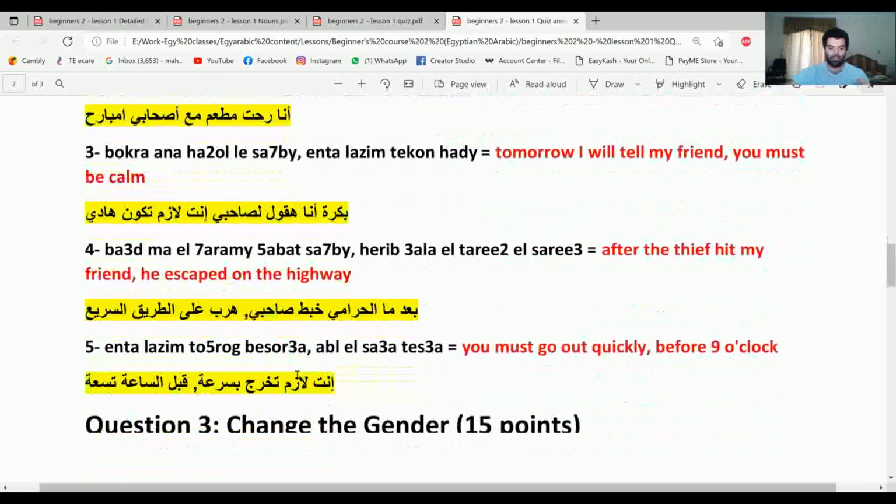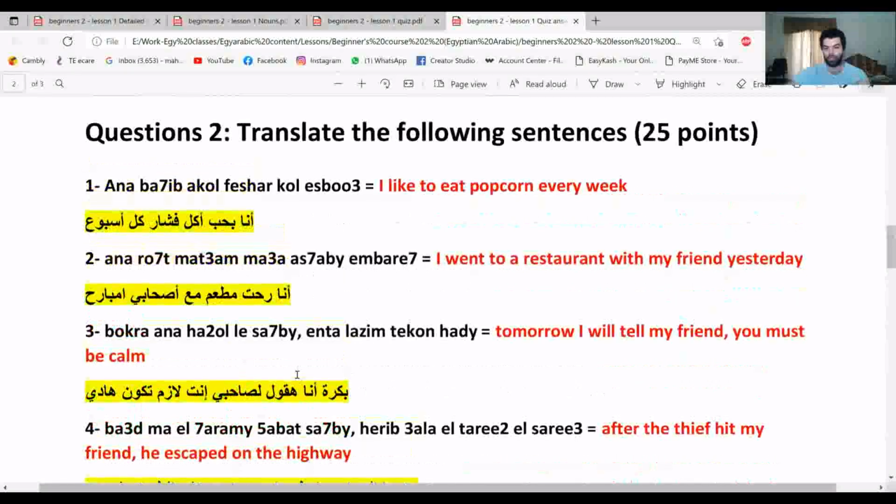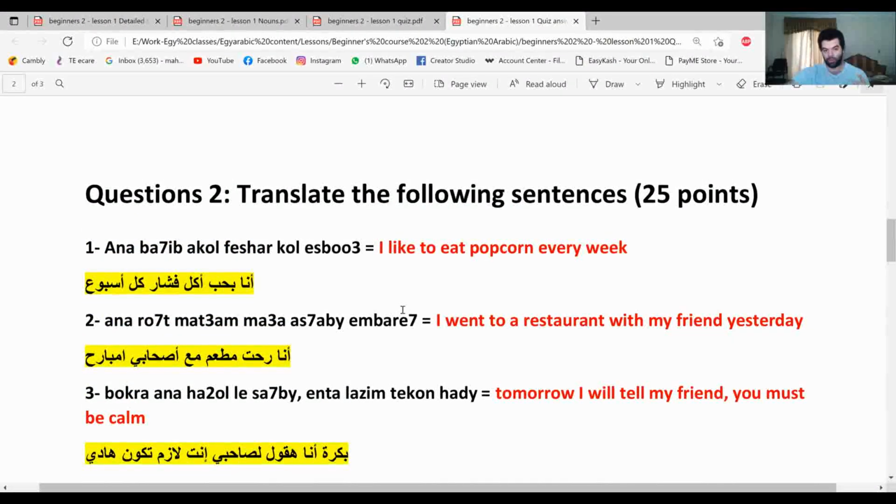You can see here we have 5 sentences. So every sentence is going to be out of 5 points. So let's see. أنا بحب آكل فشار كل أسبوع. I gave you this sentence and you were supposed to tell me the meaning. Okay, and I also wrote it in Arabic. أنا بحب آكل فشار كل أسبوع. This is a very straightforward sentence. I like to eat popcorn every week.